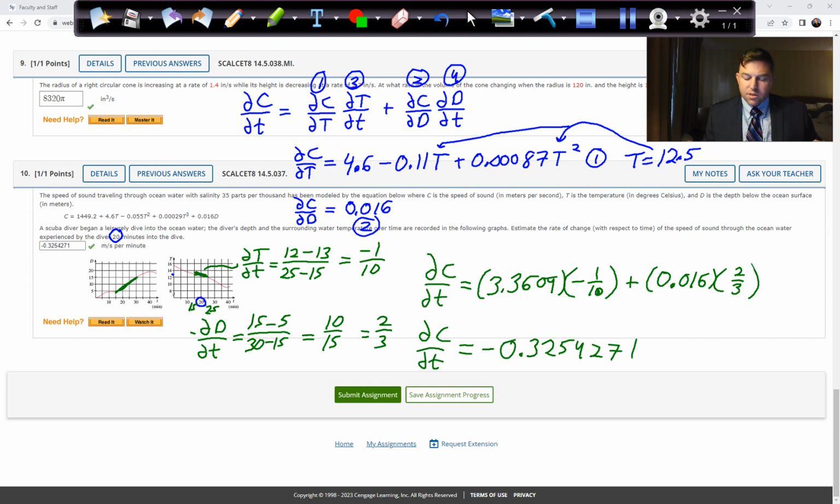So how do I interpret this? What this says is that the speed of sound is slowing down. That's the negative, decreasing. So it's slowing down by 0.325 meters per minute. So as this swimmer is going, he or she is experiencing a decrease in temperature as depth is increasing, and so the water is getting denser and colder, which is going to both affect the speed of the sound. Okay, that will conclude Chapter 14, Section 5.